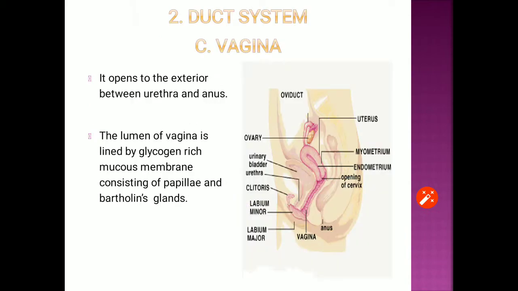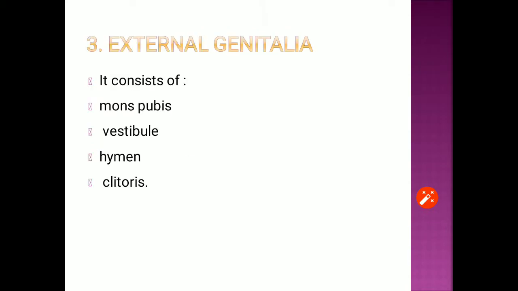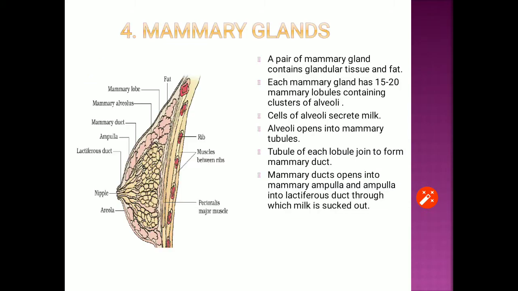Vagina opens to the exterior between urethra and anus. The lumen of vagina is lined by glycogen rich mucous membrane consisting of papillae and Bartholin's gland. External genitalia consists of mons pubis, vestibule, hymen and clitoris.